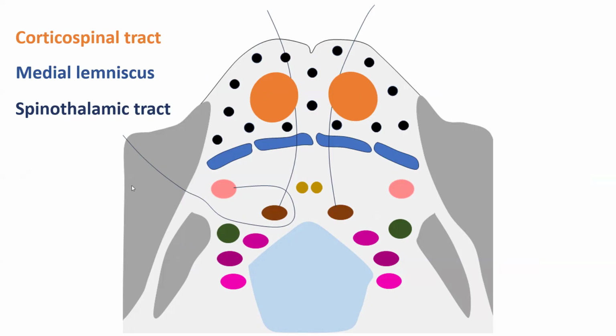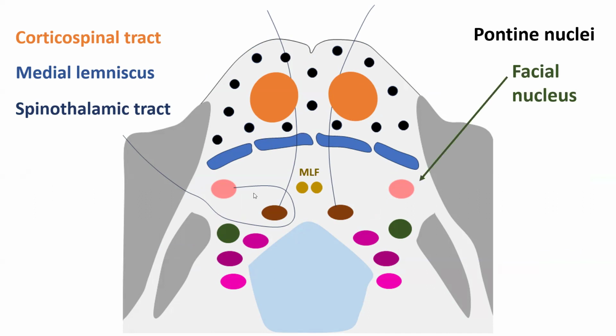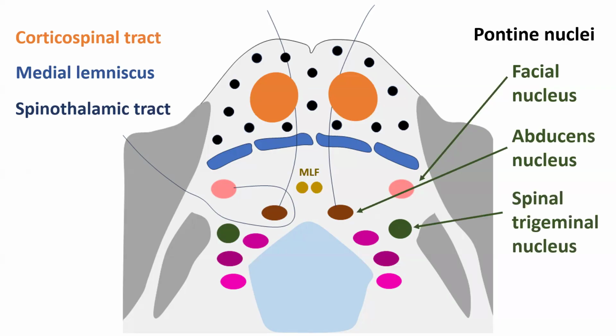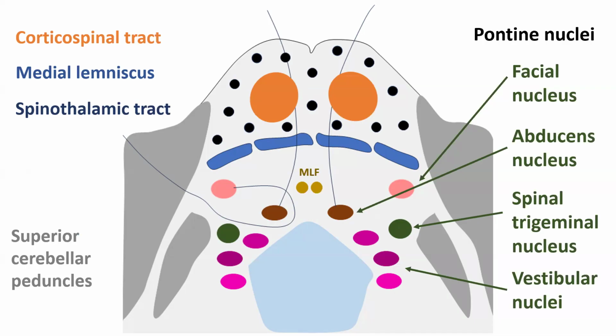So this is the lower pons, so we already know now where the corticospinal tract, medial lemniscus, and spinal thalamic tract are. Here we have the pontine nuclei, medial longitudinal fasciculus. When it comes to cranial nerves, very important, in the lower pons we find the nuclei for the facial nerve and the abducens nerve, very important. We also find nuclei of the trigeminal nerve, the spinal trigeminal nucleus, and we find the vestibular nuclei over there, and also the cochlear nuclei, but I haven't drawn them on this image.